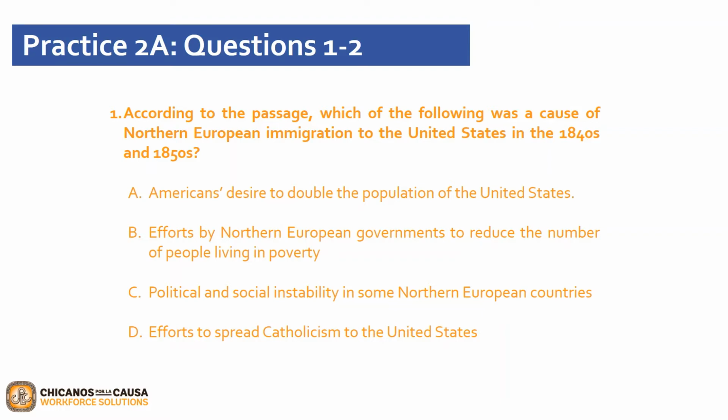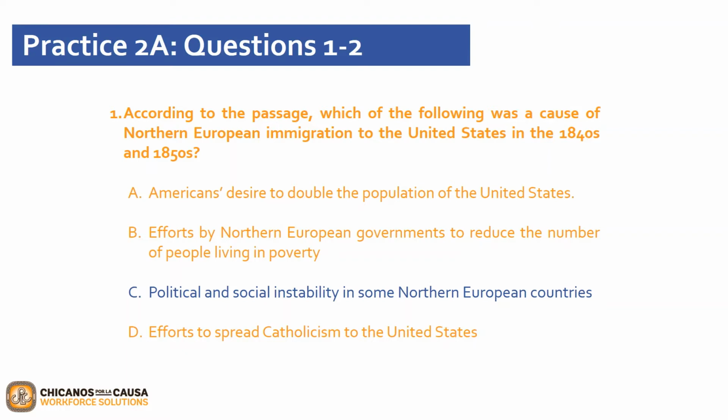Question 1 asks, according to the passage, which of the following was a cause of Northern European immigration to the United States in the 1840s and 1850s? Possible answers are A, Americans' desire to double the population of the United States. B, efforts by Northern European governments to reduce the number of people living in poverty. C, political and social instability in some Northern European countries. D, efforts to spread Catholicism to the United States. If you chose C, political and social instabilities in some Northern European countries, you are correct.